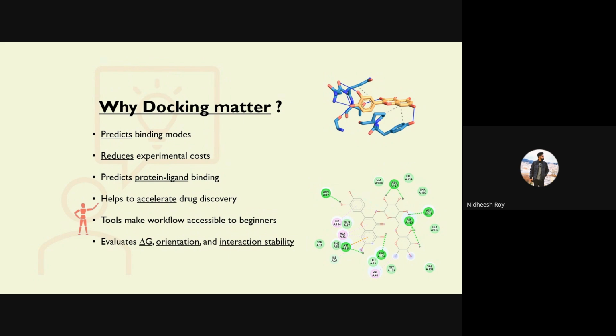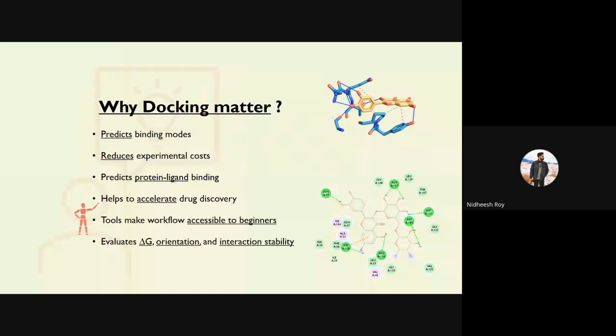Docking also predicts protein-ligand interaction. Beyond simple binding, docking provides insight into which amino acid residues are involved, what types of interaction are formed, and how stable those interactions may be under idealized conditions. Another key advantage is that docking helps accelerate drug discovery. By integrating docking early in the pipeline, researchers can move more quickly from target identification to lead optimization, reducing both development time and cost. Importantly, for beginners, modern docking tools make these workflows accessible.